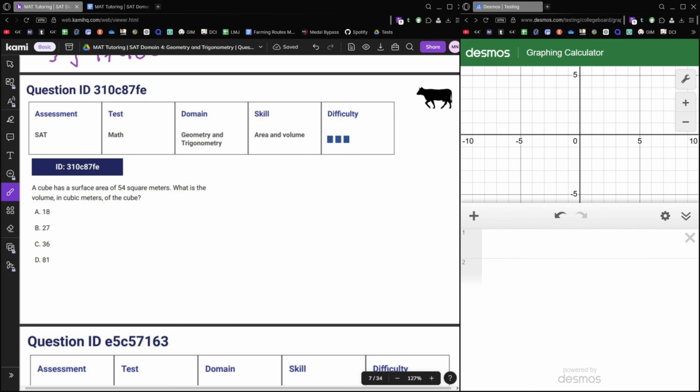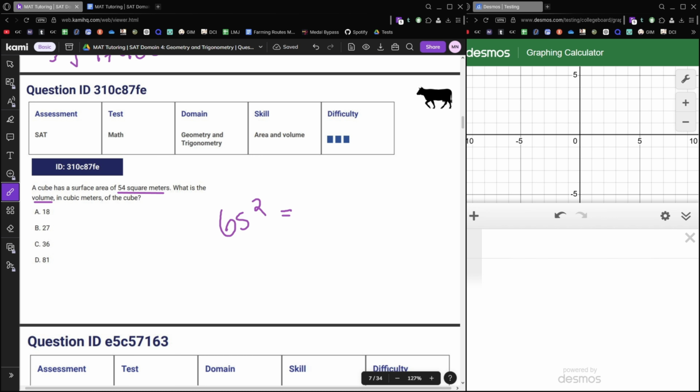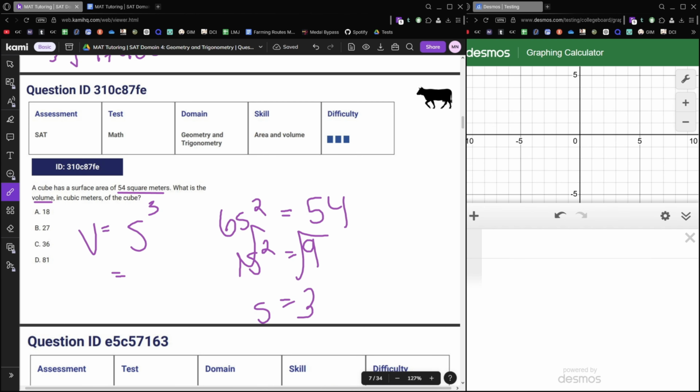So line number 7, this time we're going backwards. They give us the surface area, and we want to find the volume. Once again, the surface area of a cube is just 6s squared, and this is also equal to 54. Now let's go ahead and solve for s. Divide 6 from both sides to get 9, and then square root to get 3. Then we also know that the volume of a cube is just equal to s cubed, so that would be 3 cubed, which is 27. So that means our answer will be B.